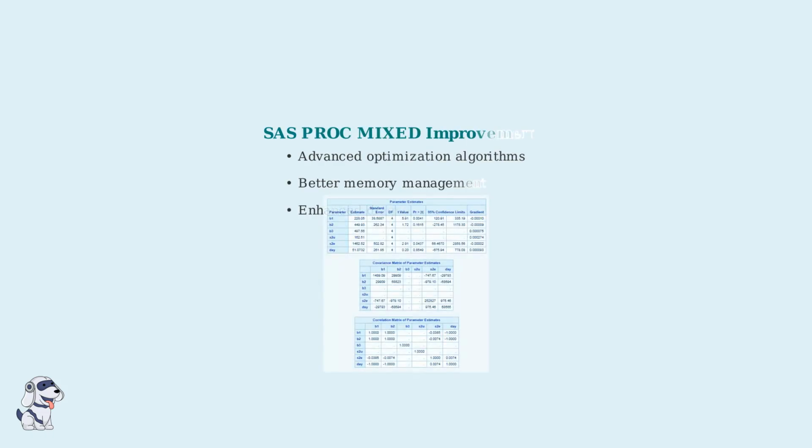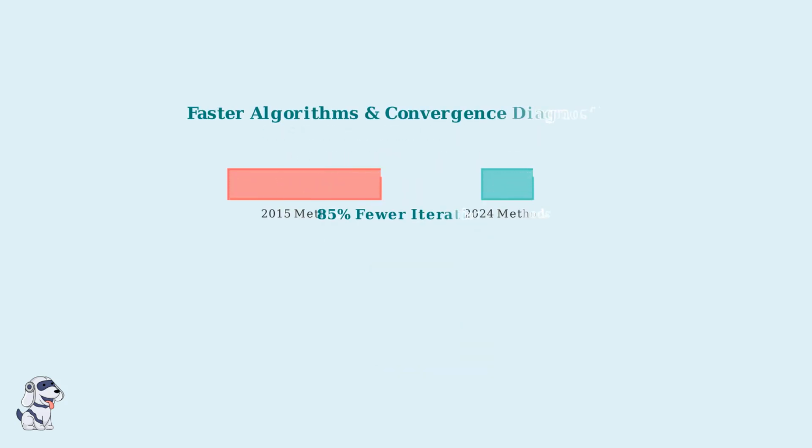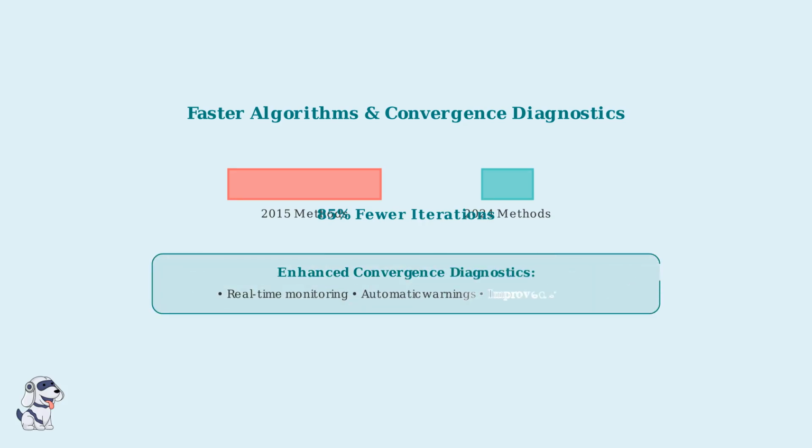SAS PROC MIXED has incorporated advanced optimization algorithms with better memory management and enhanced diagnostic outputs, providing researchers with more detailed convergence information. Modern algorithms achieve convergence in 85% fewer iterations compared to methods from 2015, with enhanced diagnostics providing real-time monitoring and automatic warnings for convergence issues.